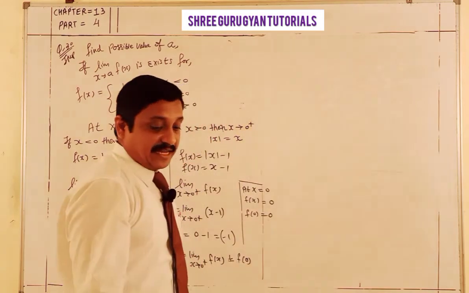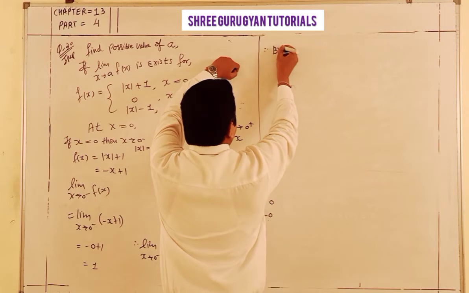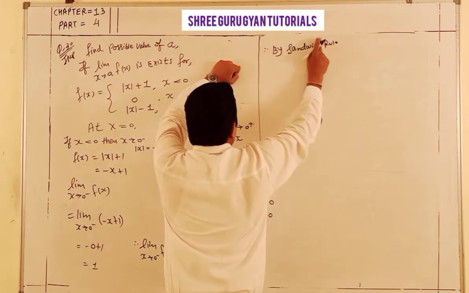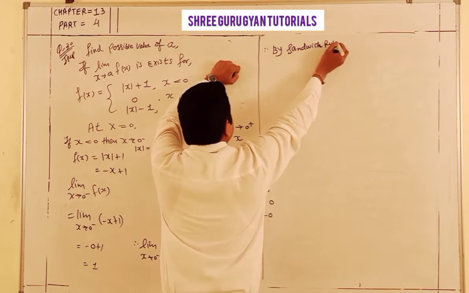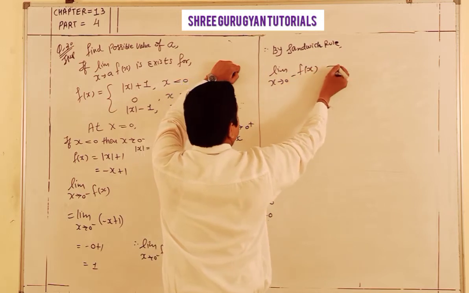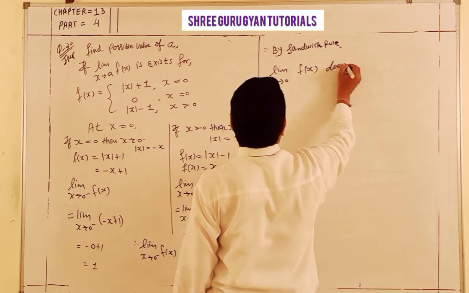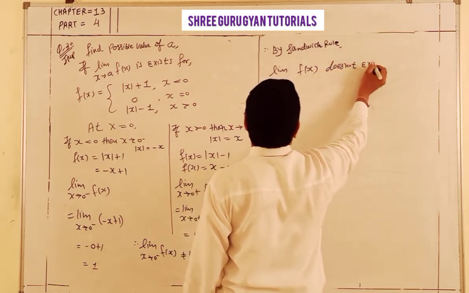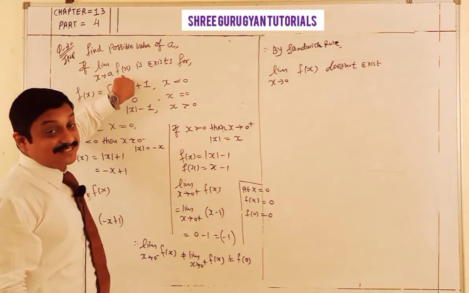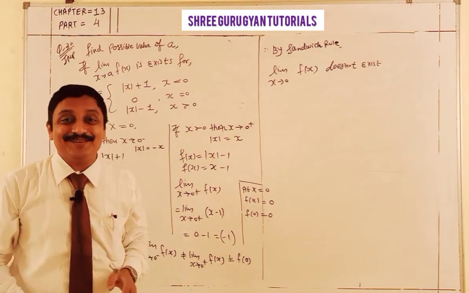So indirectly, numerical is easily done. By the sandwich rule, the limit as x tends to 0 from the left of f(x)... the limit as x tends to 0 of f(x) does not exist. But in the question it is given that the limit as x tends to 0 of f(x) exists, then find the possible value of a. It means a never takes 0.